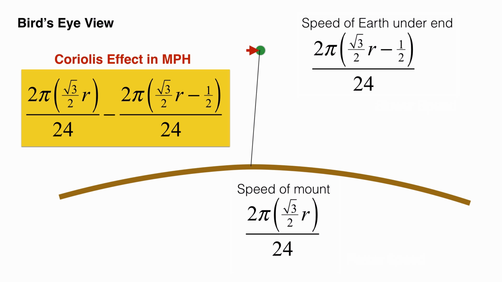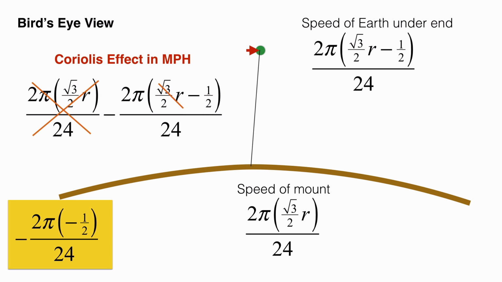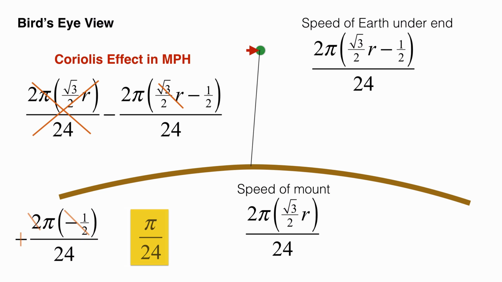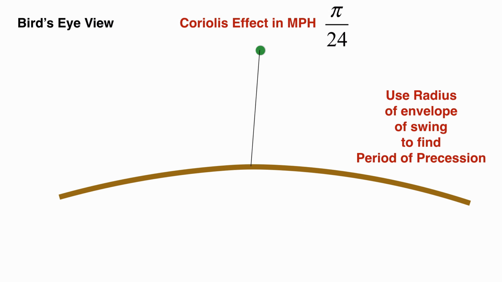All right, so we just do a simple subtraction. Fortunately for us, most of that stuff cancels out, because our denominators are the same. And then we can cancel out even further. We got some minus signs. A 2 cancels with the 1/2, and we end up with pi over 24 miles per hour. So that is our Coriolis effect in miles per hour.